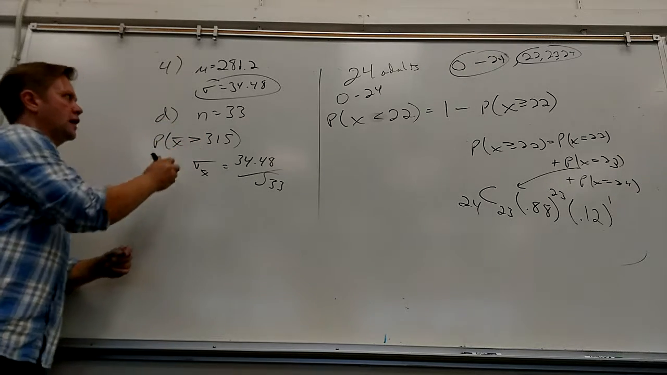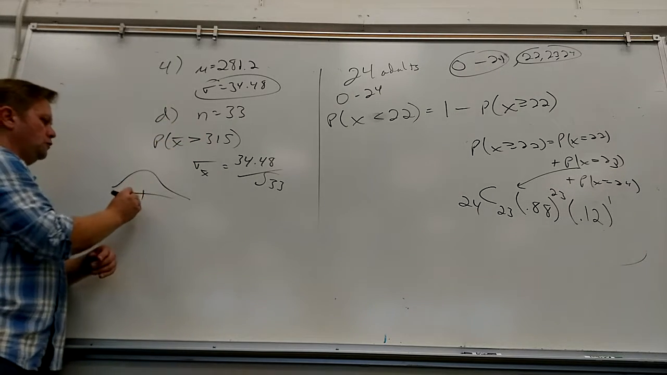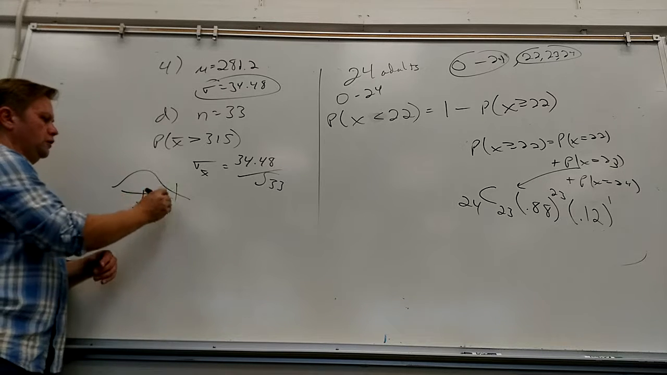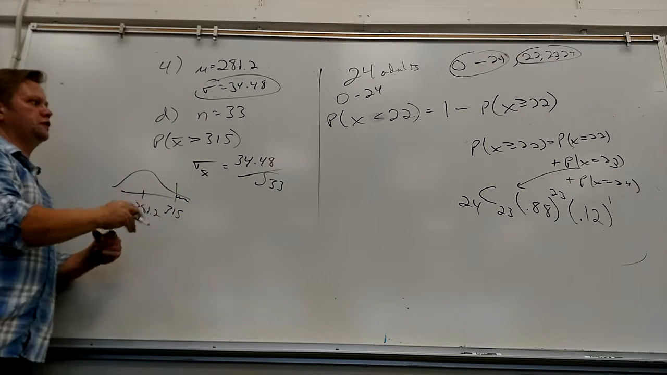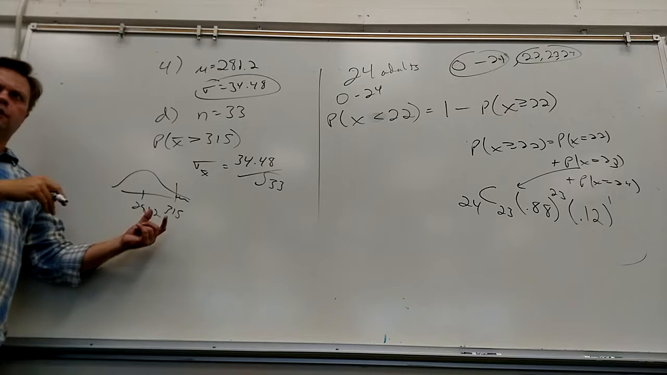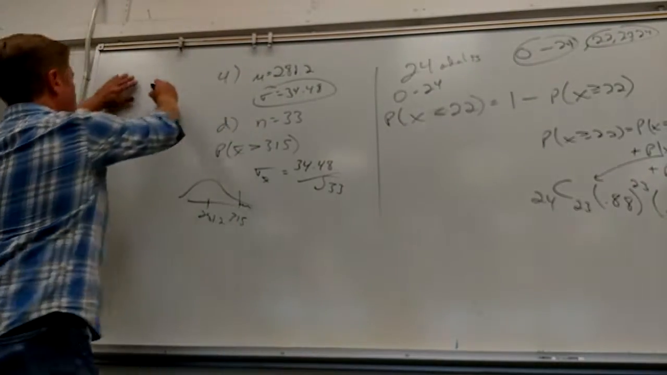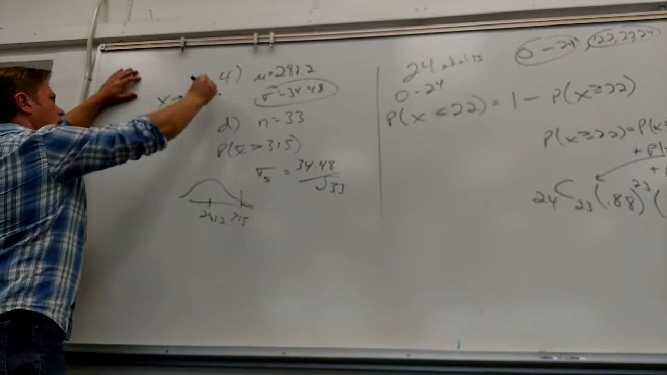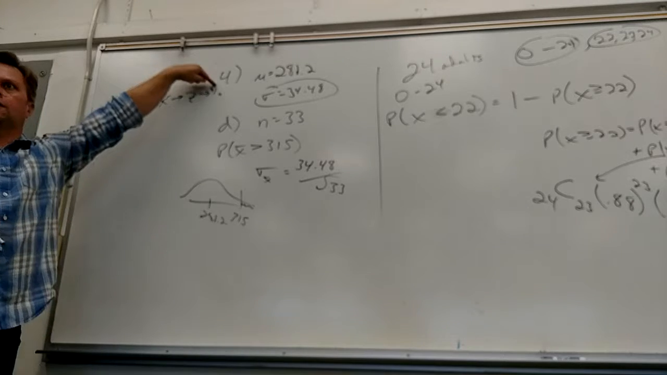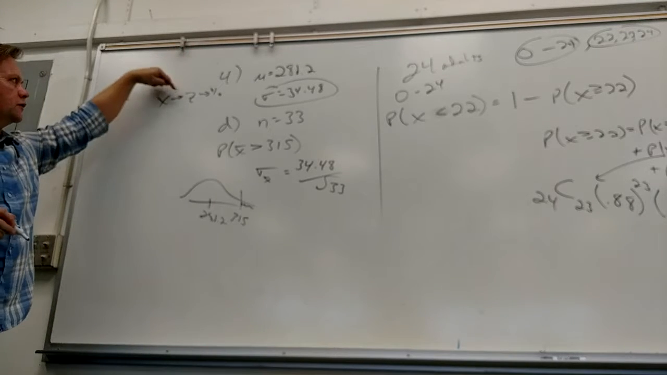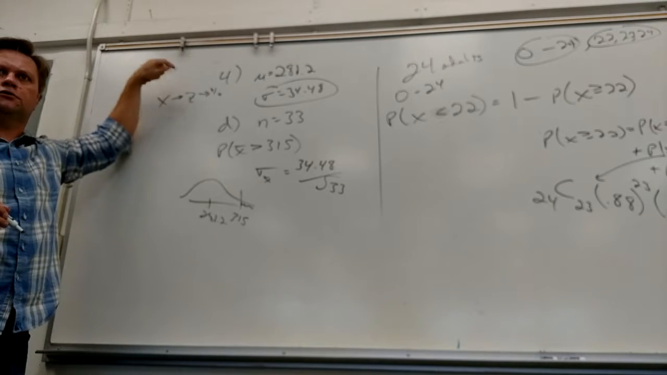So how do I finish this out? The mean is 281.2. I want to know the probability more than 315. I, of course, do what? Some of you like the whole, I got an X score, I got to make it a Z score, and then I can look up the area. Some of you forgot to look up the area. You just sort of circled your Z score.